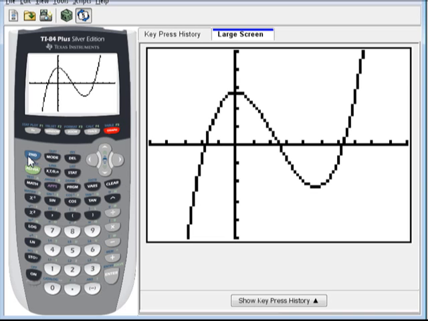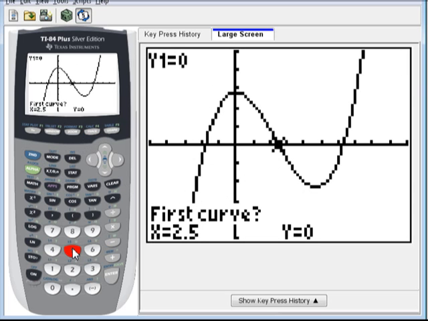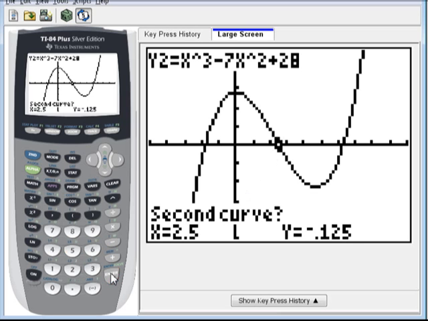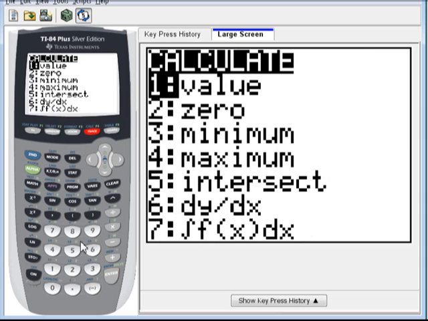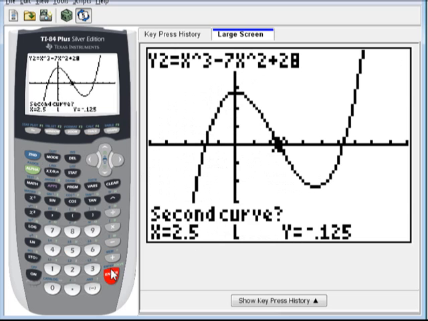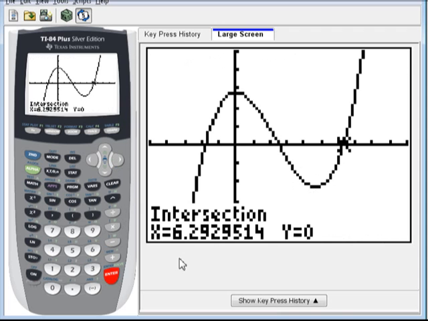So now when I do second calc to find the second intersection, I'm going to do enter for the first curve, enter for the second curve, and my guess is right there. So press enter, and my second intersection is around 2.49, about 2.5. To find the third one, second calc, intersect, enter, and then just move my guess over to that third x-intercept. This is why a good window is helpful, right? So it's really easy to follow that cursor over there. And there's my intersection, which is around 6.3.